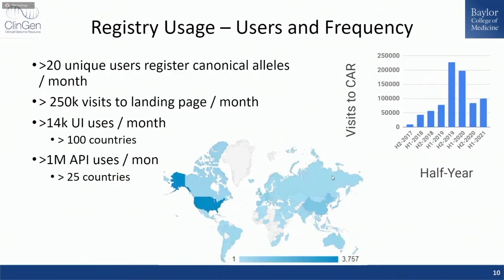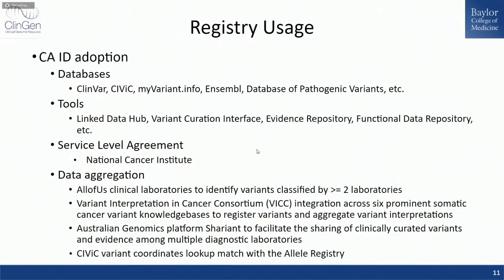So here are some of our users. We get some decent use across the world. About 20 unique users register canonical alleles a month, and that varies from month to month, of course. About 250,000 visits to the landing page a month, about 14,000 UI uses a month from about 100 countries, and over 1 million API uses per month in 25 countries.